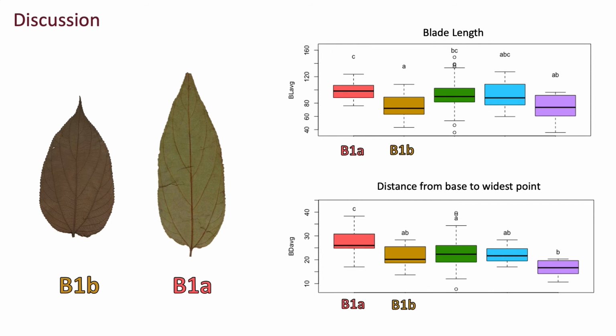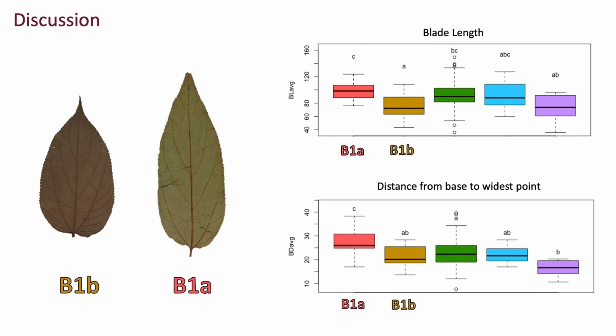If we look at those a little bit closer, we can see that blade length was significantly different. If you look at the box plot for the orange one, you can see that the mean value, the black bar in the box plot, is lower than it is for B1A. And if we look at these representatives here, we can see that B1A tends to have longer leaves and B1B tends to have shorter leaves.